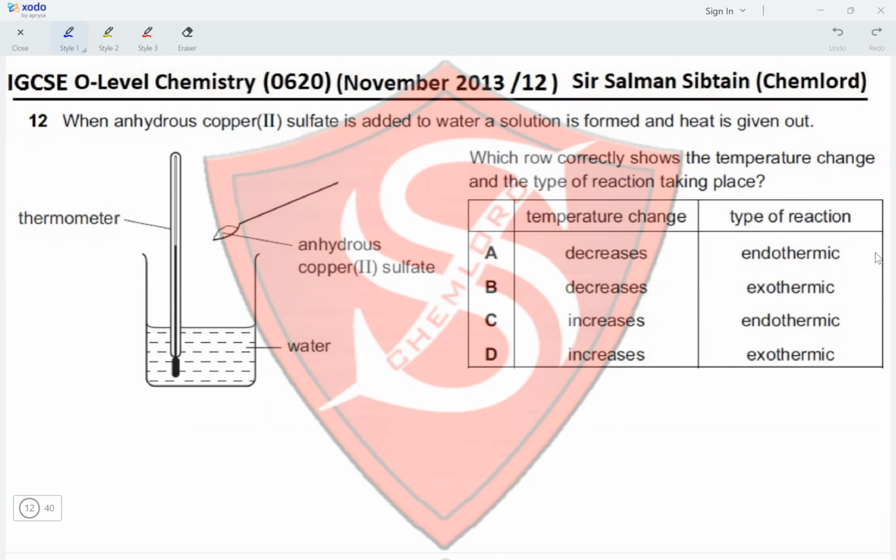So if heat is given out, the temperature change would be that the temperature increases. So this eliminates options A and B. And since heat is given off, this is an exothermic reaction, not an endothermic reaction, eliminating option C and making option D the correct option for this question.